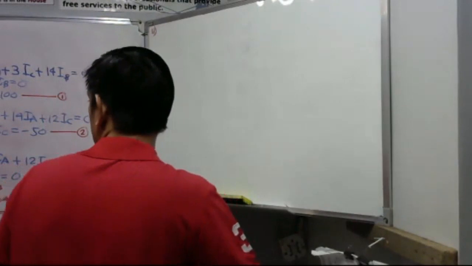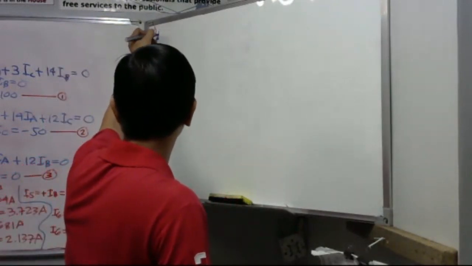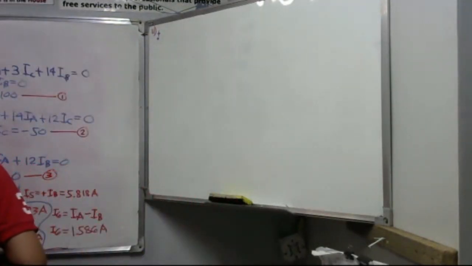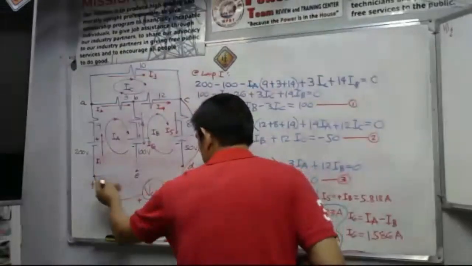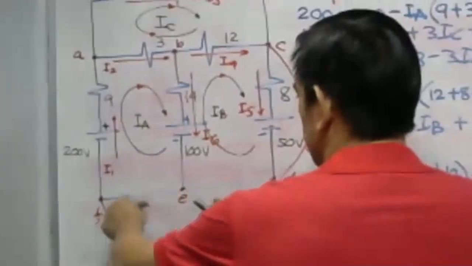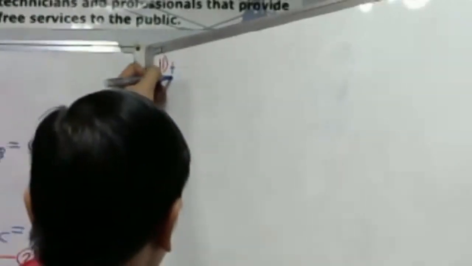Okay, so we have here our point F. Points F, E, and D are just the same. That is just shorted, a short circuit. That is basically our F is connected to the negative 50 volts, no? The negative terminal of the 50 volts.